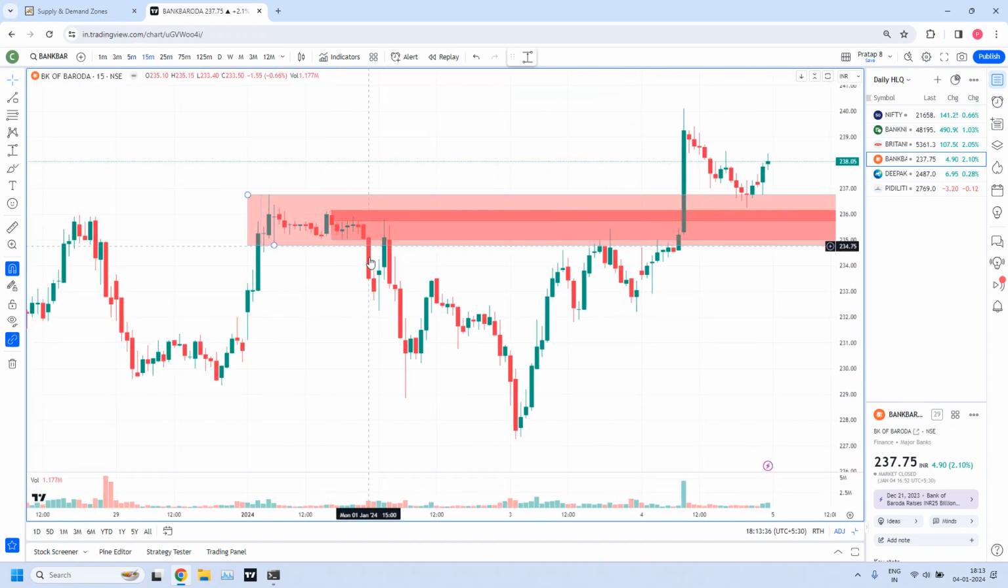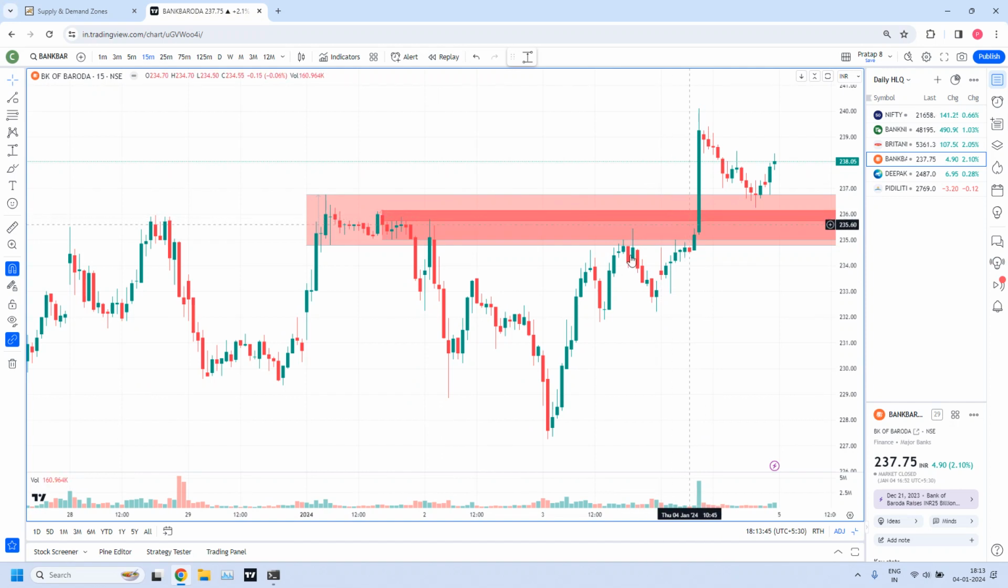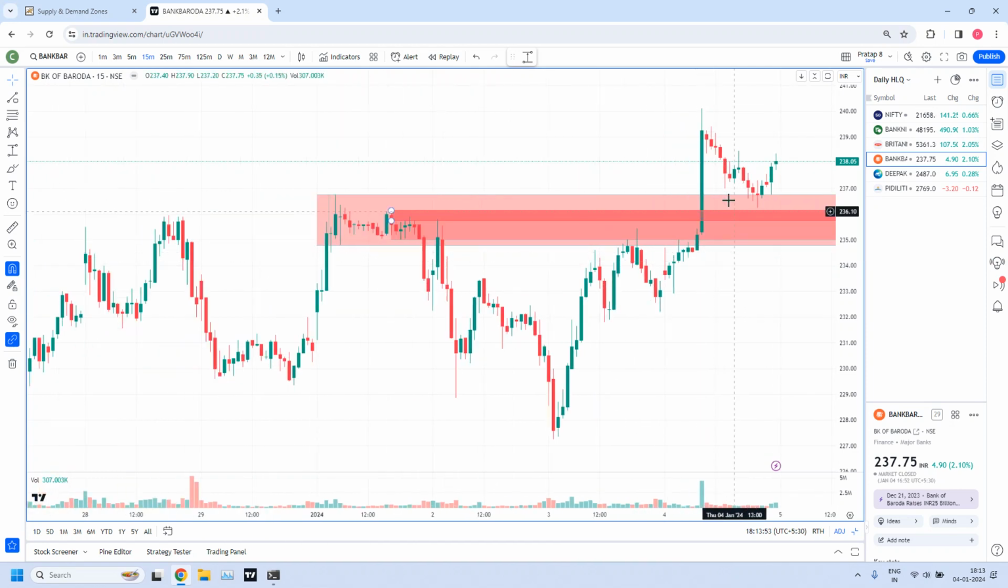See here, this is the zone. This zone is already tested. This 15-minute zone is already tested, and today it is easily violated. So that's why we didn't plan any trade in this zone. And there is no further fresh 75-minute zone to plan your trade. So simply we left this stock. So that means we know that this zone is going to be violated.